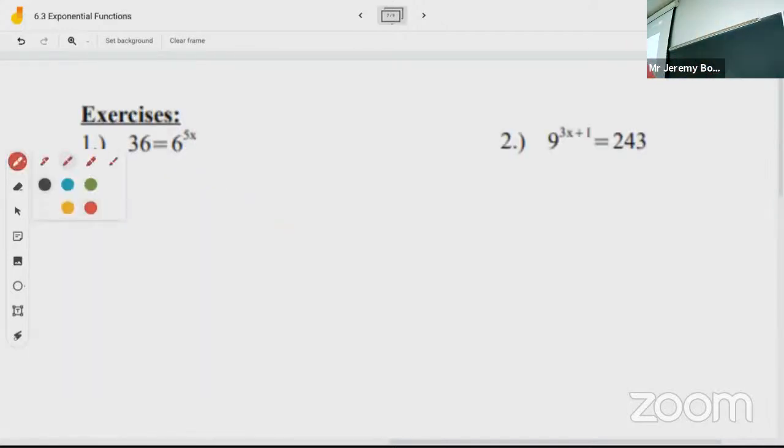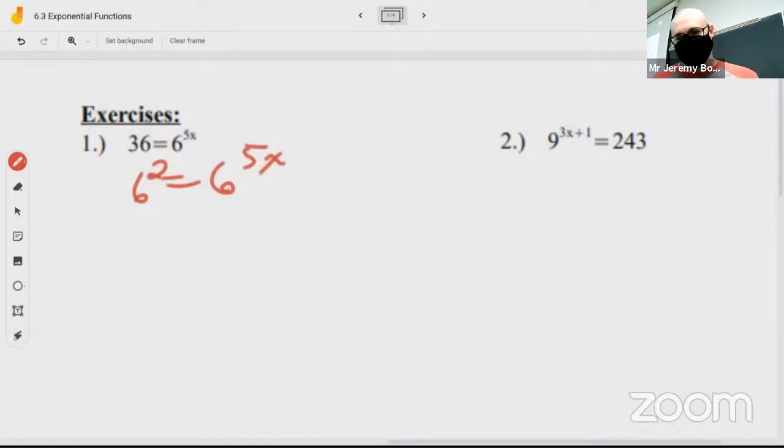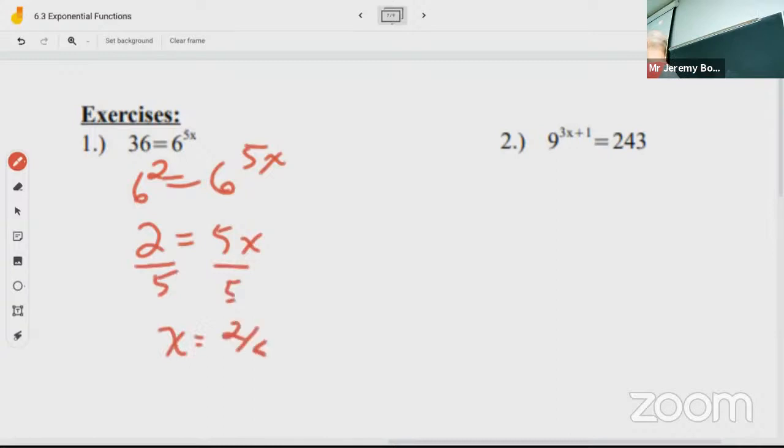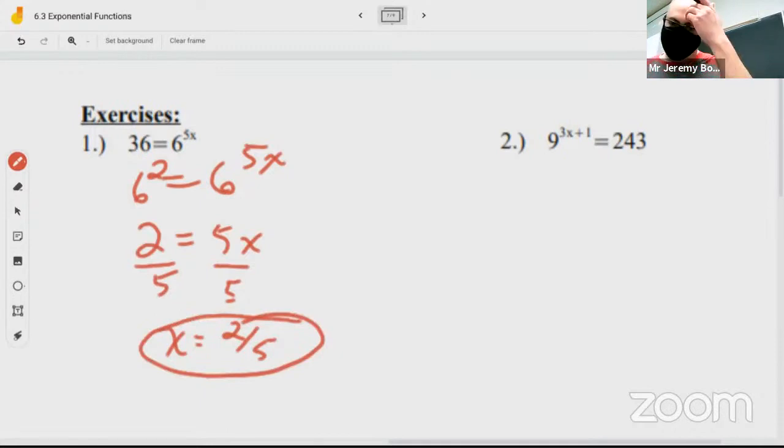And we got 36 is equal to 6 raised to the 5x. What's the base that we're going to choose to use? 6. And so on the left-hand side, it's going to be 6 squared is equal to 6 raised to the 5x on the right-hand side. And so since we have a single base on each side, we know those exponents are going to equal each other. So 2 is going to equal 5x. We divide by 5, and so x is going to equal 2/5. Any questions on that one?